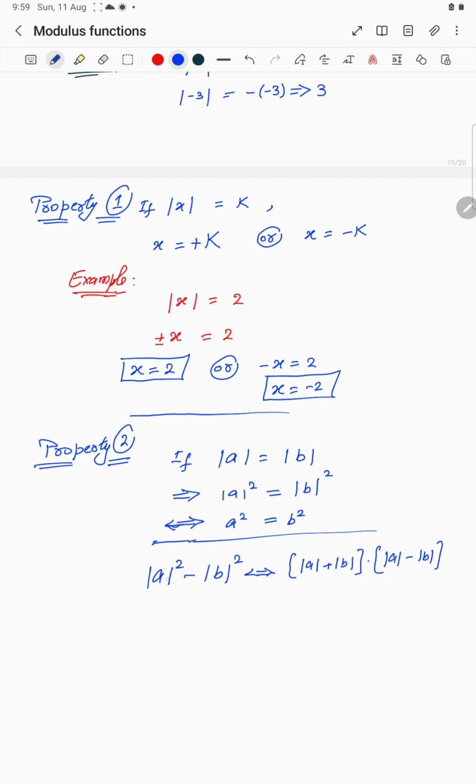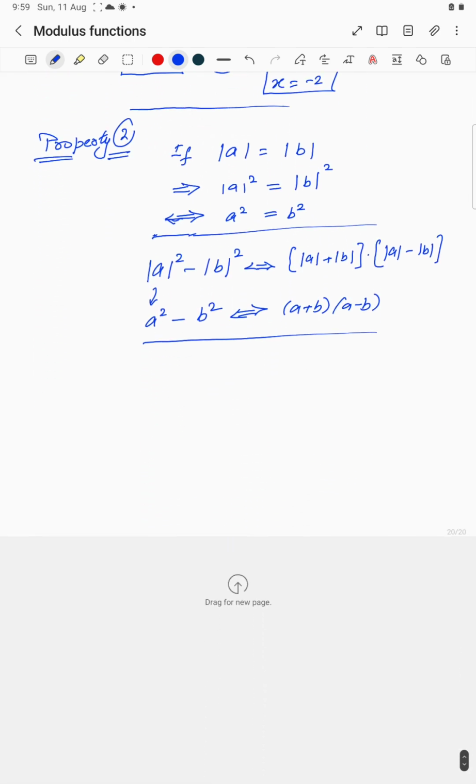Meaning, either you can write it as this, or this can be written as a squared minus b squared by using the second property, and that will be equivalent to (a plus b)(a minus b). In either case you get the same result. Let's see how to use these two properties in the question.